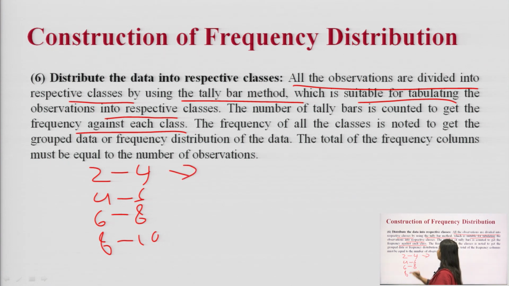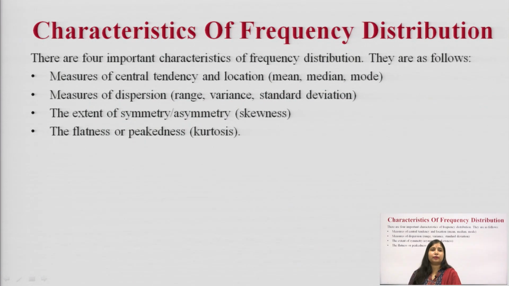After that, we add the frequency, meaning how many respondents are in the 2 to 4 lakh class. Suppose there are 20 respondents. Then how many people have a 4 to 6 lakh income? Suppose there are 40 respondents. Like this, at the end we prepare our frequency distribution table.